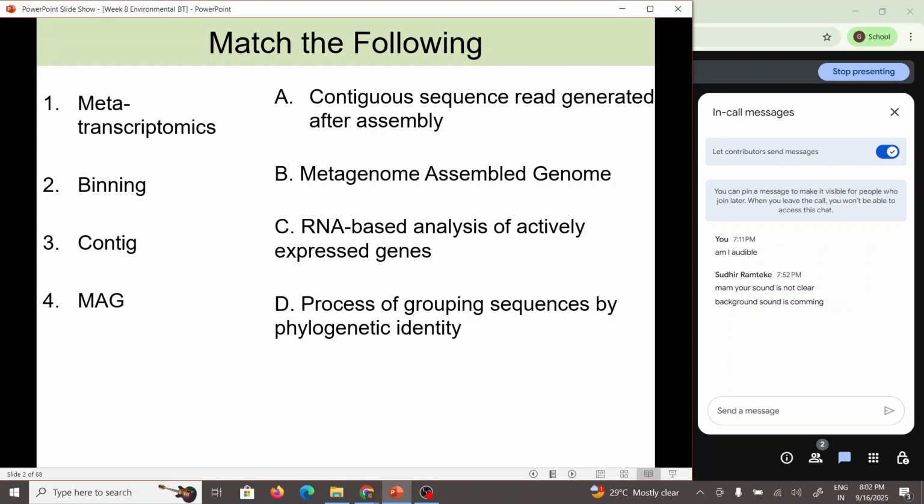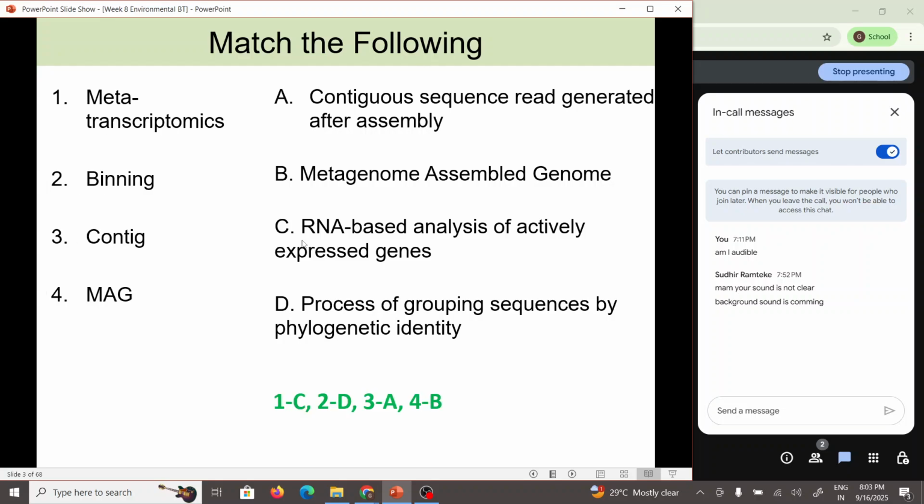So 3A. MAG is a metagenome assembled genome. We don't know what the exact genome is, but a metagenome assembled genome is MAG. And then we have RNA based analysis of actively expressed genes. That is metatranscriptomics. Genomics we do with DNA, and transcriptomics we do with RNAs. And finally, we have the process of grouping sequences by phylogenetic identity, and that is called binning. So it is 1C, 2D, 3A, and 4B.